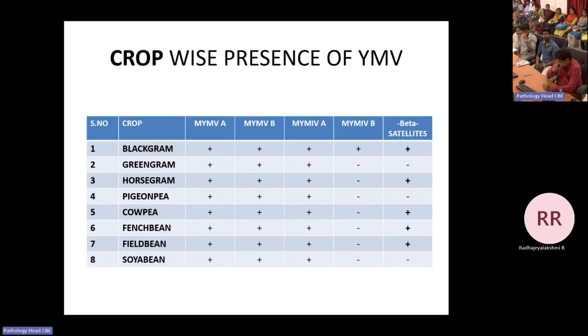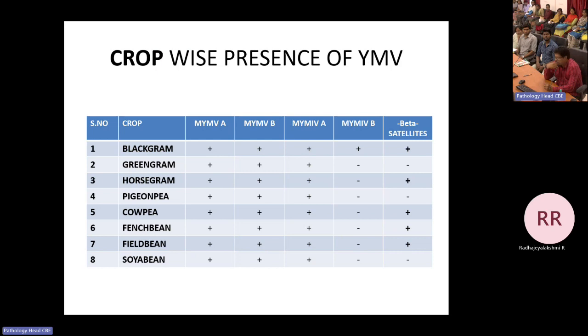And this is the picture. One of my students, Dr. Chaitanya, she is now a scientist at Nandyal in the chickpea program. She tested based on PCR detection only, not based on sequencing. Different pulse crops she took and tested by PCR, and she could detect both species in so many crops like black gram, green gram, horse gram, pigeon pea, cow pea, French bean, field bean, soybean.